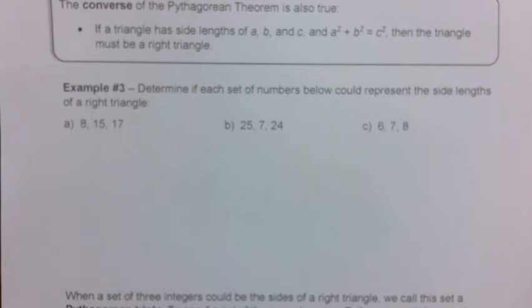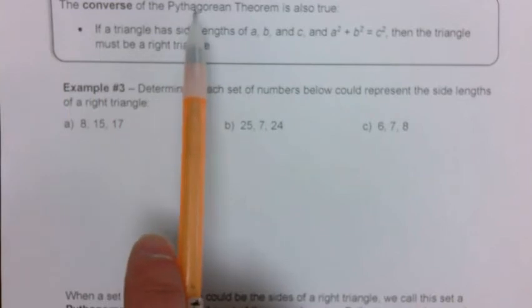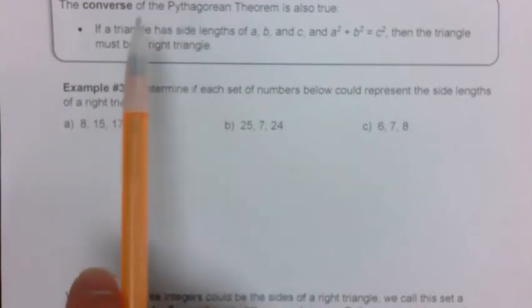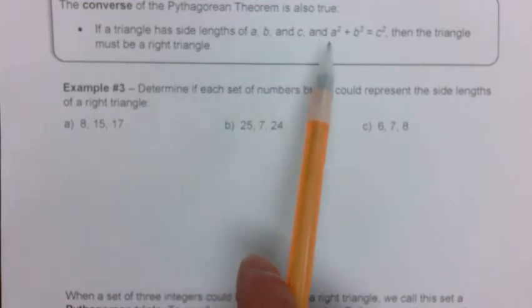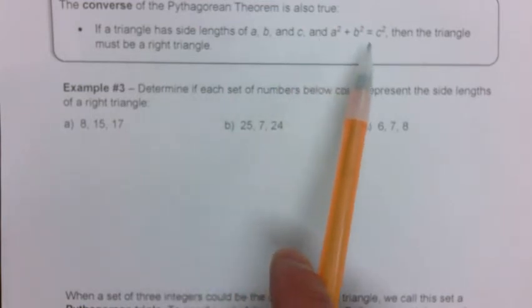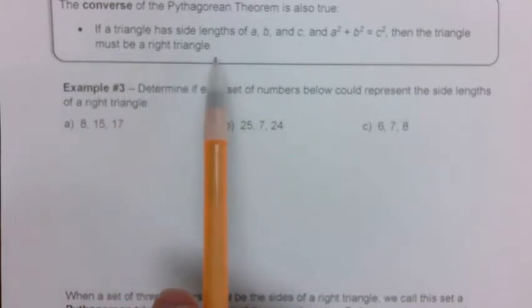So the Pythagorean theorem states that if a triangle is a right triangle, then the sum of the squares of the legs is equal to the square of the hypotenuse. The converse of the Pythagorean theorem is also true. All right, the converse of the Pythagorean theorem is basically just going to go in reverse. If a triangle has side lengths of a, b, and c, and a squared plus b squared is equal to c squared, then the triangle must be a right triangle.